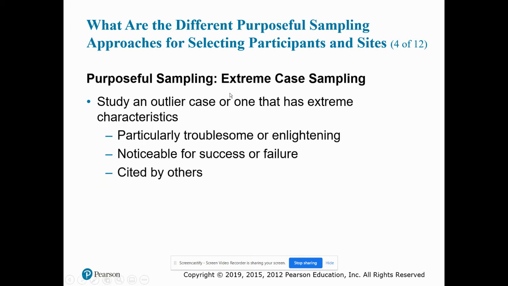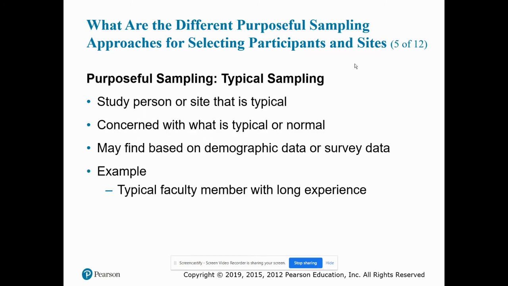And the next one is extreme case sampling. Okay, now this one is when you're going to study an outlier, and when it has like an extreme characteristic, such as maybe like a troublesome teen. Maybe it's cited by others. It's noticeable for success or for failure.